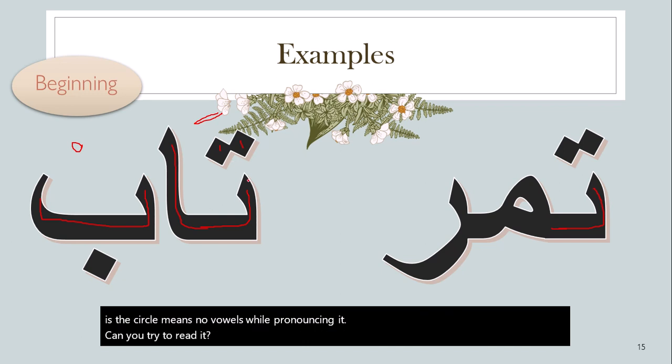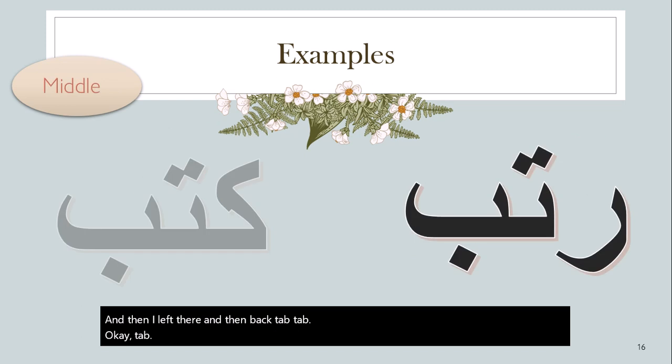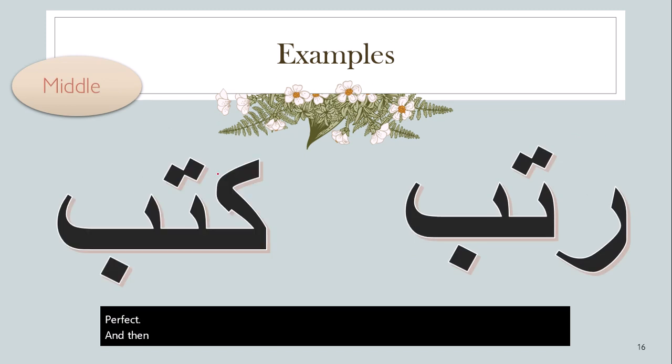Okay, it's ta, and then alif, ta, and then ba, tab, tab. Okay, tab. Perfect. Then here we have some examples of ta in the middle.